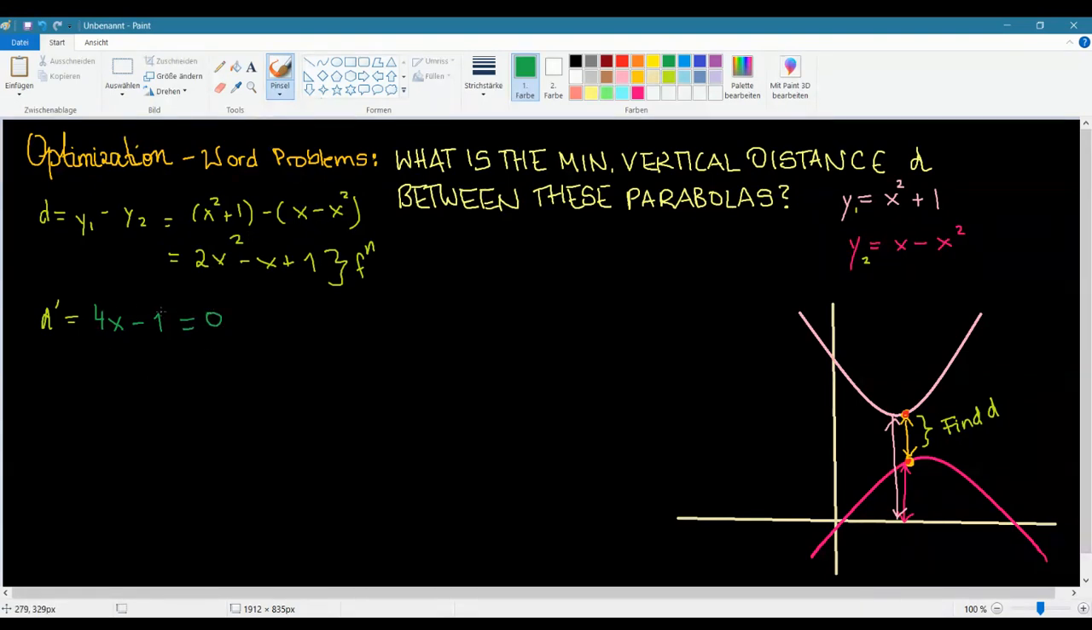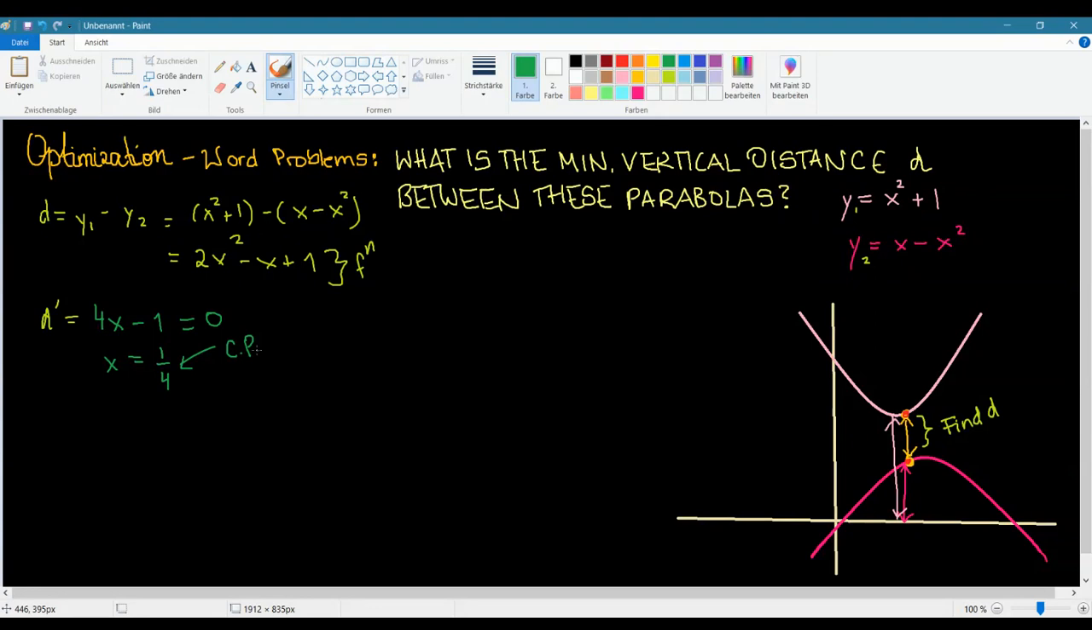And we're going to add 1 to both sides, and we're going to divide by 4, and we're going to find that x equals 1/4. And that is our critical point, right? So we're trying to find the minimum here, which means we know there's going to be a minimum because that's how it's set up. So this is our critical point. And now we have to test it for whether it's a minimum or a maximum.